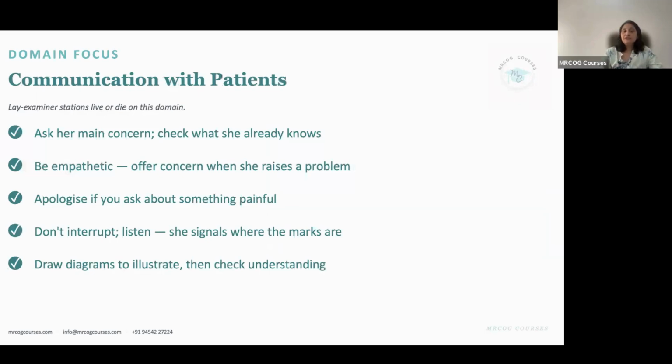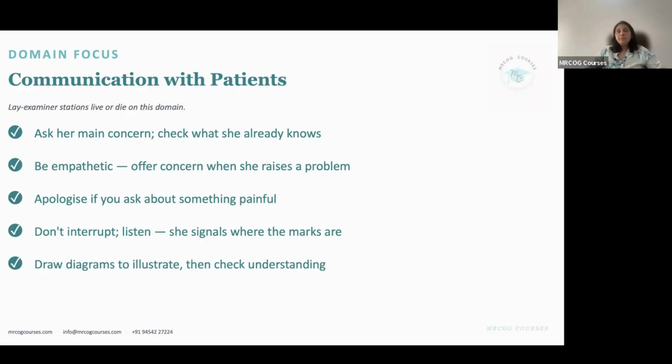Domain focused communication with the patients: lay examiner stations live or die on this domain. So, as I said, the lay examiner is totally onto this. Ask her main concern, check what she already knows, be empathetic, offer concern when she raises a problem. Sometimes role players will come up with emotional surges again and again, right? After every 2 minutes, like 'I'm vomiting.' You may think, so much time is going, why should I stop here? But stopping there and addressing that concern is where you get the marks.